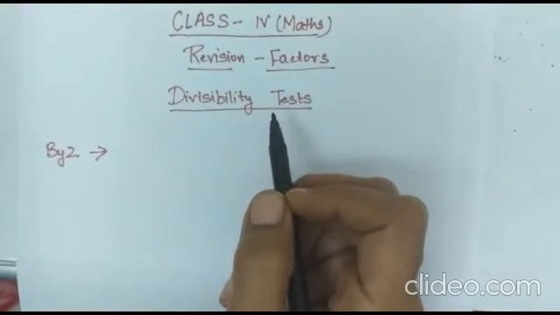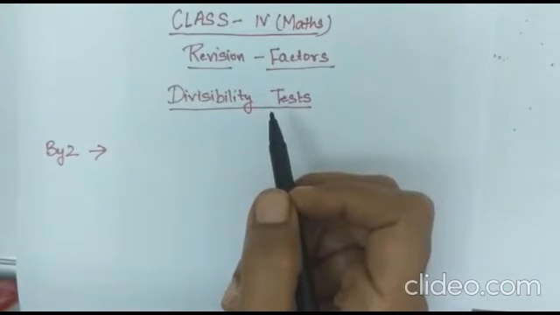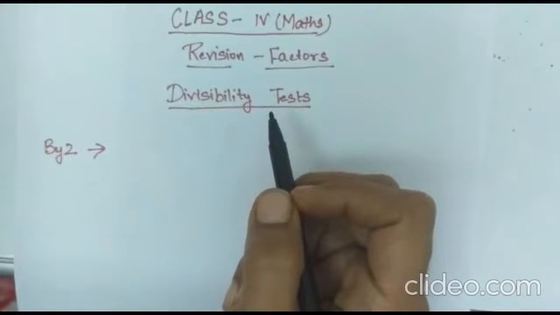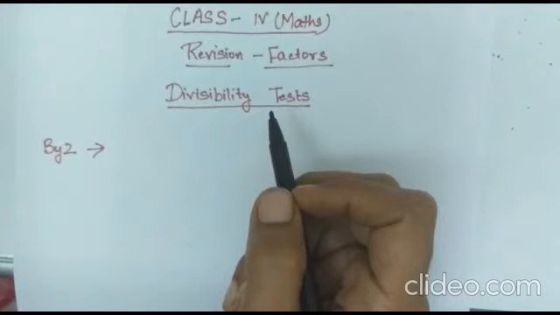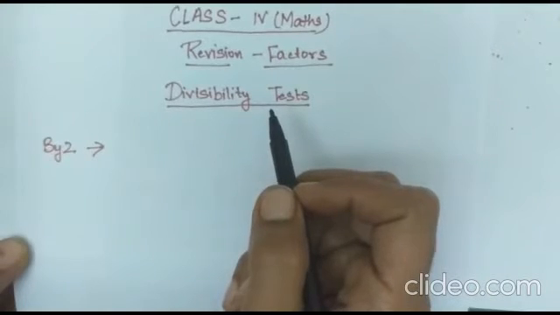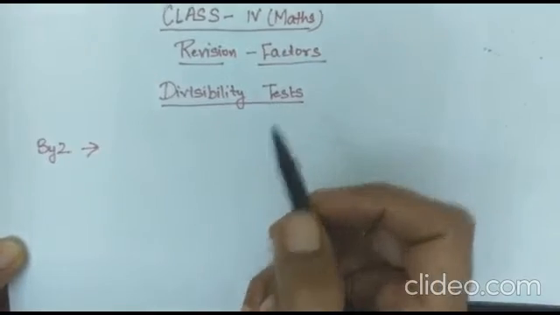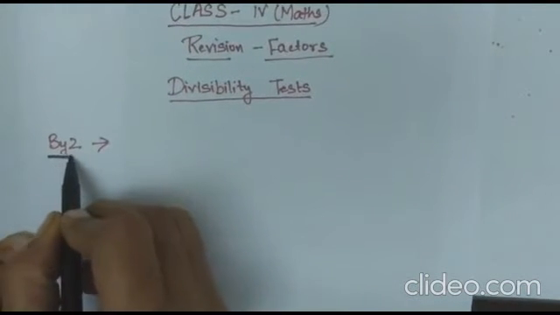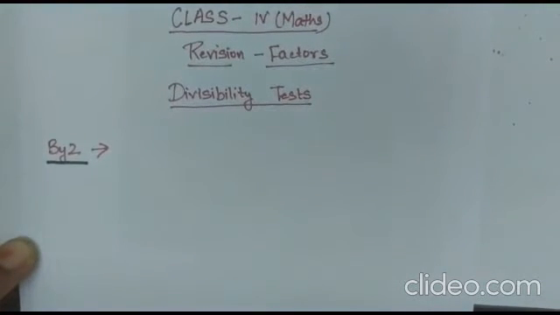The divisibility test helps us to find that a number is divisible by another number or not. In this chapter, we will do only a few divisibility tests. First is, how can we check a number is divisible by 2 or not? This is very simple, children.